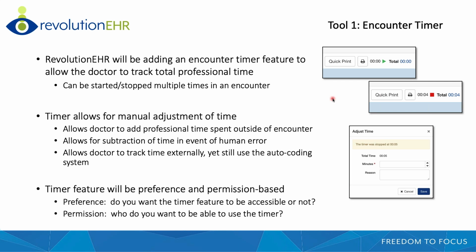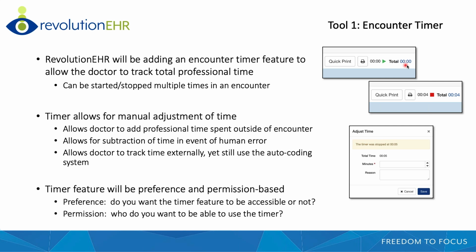But we'll talk through each of these ideas, and we'll start with the idea of the encounter timer. I mentioned we'll be adding a timer feature that's going to allow you to track total professional time, and you're going to find that right in the header of the encounter. You'll see there's a start and stop button. You'll also see there's 2 times here. I would encourage you to think about the first one as the session timer, whereas the total would represent the total professional time, or the aggregated time of all sessions that you may spend with a patient.